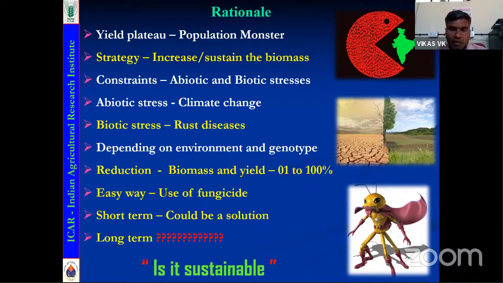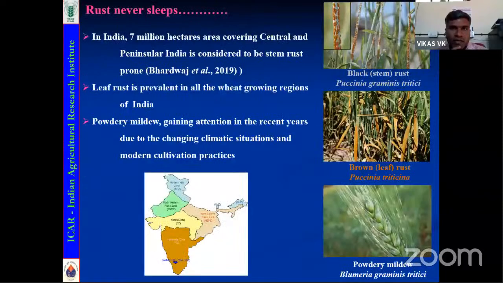In India, stem rust is a major problem in the central and peninsular part, which occupies around 7 million hectares. At the same time, we have got leaf rust, which is present all over the wheat growing areas of India. And currently powdery mildew is gaining importance in recent years due to climate change and also due to some of the cultivation practices. So for this, how can we control it? What is the approach we can go for?